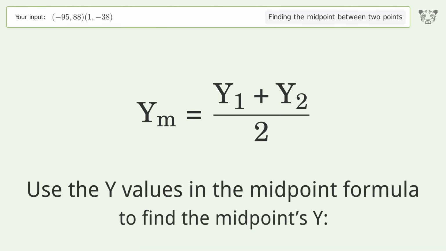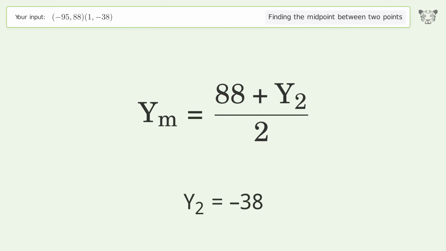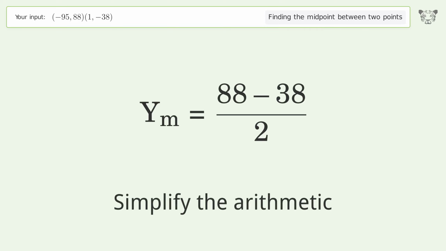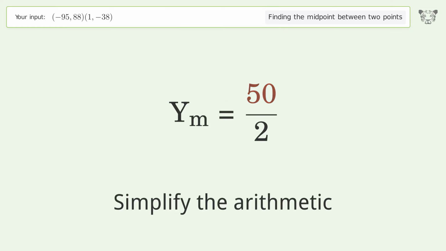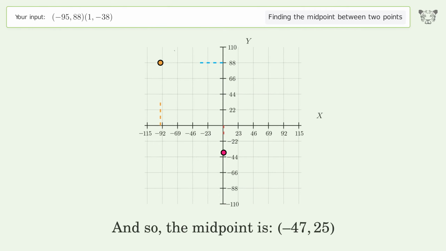Use the y values in the midpoint formula to find the midpoint's y. y1 equals 88. y2 equals negative 38. Simplify the arithmetic. And so, the midpoint is negative 47, 25.